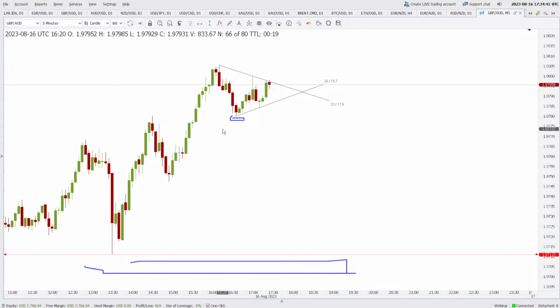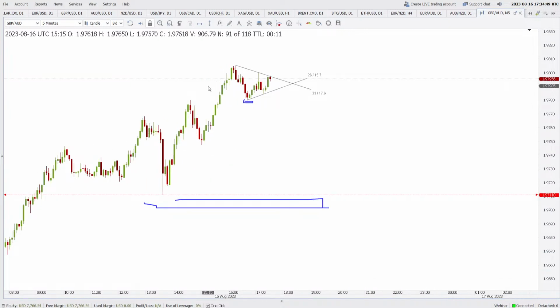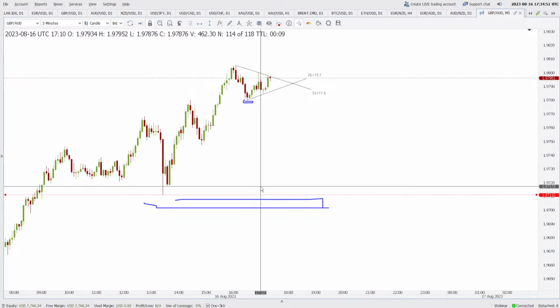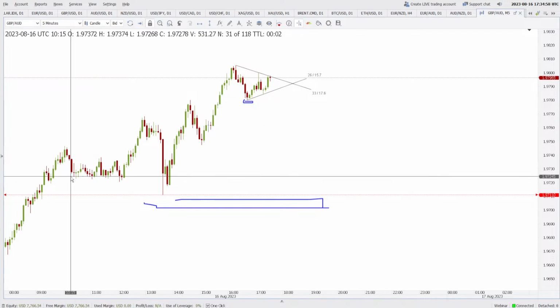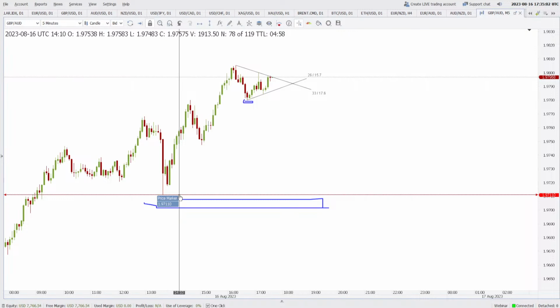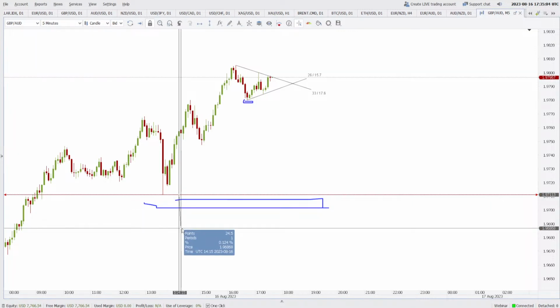Not yet. It's 1:2 now, but the target was 1:3. So yes, 1.9720, this was your stop loss. Then I think you have already got... Okay, from 1.9710 it was 30 pips, 50 pips.